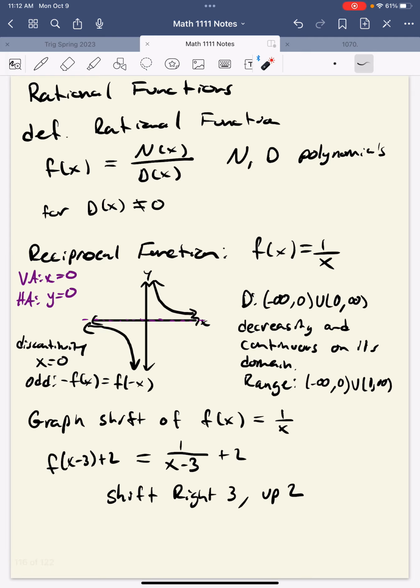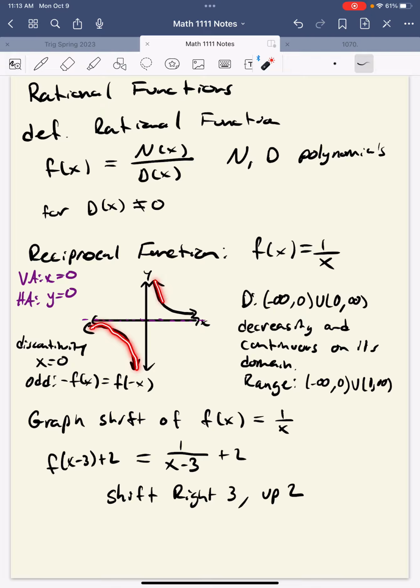Rational functions. A rational function is a polynomial divided by a polynomial, and any values that cause the denominator to be 0 are not allowed in the domain. The reciprocal function is 1 over x. Here's what the graph looks like. It has a domain that does not include 0 because that would cause division by 0.